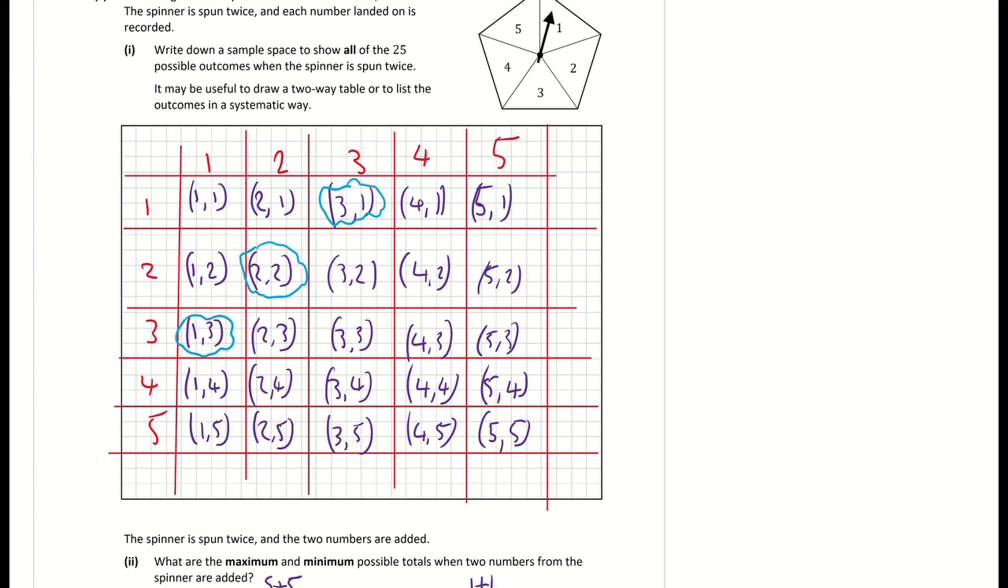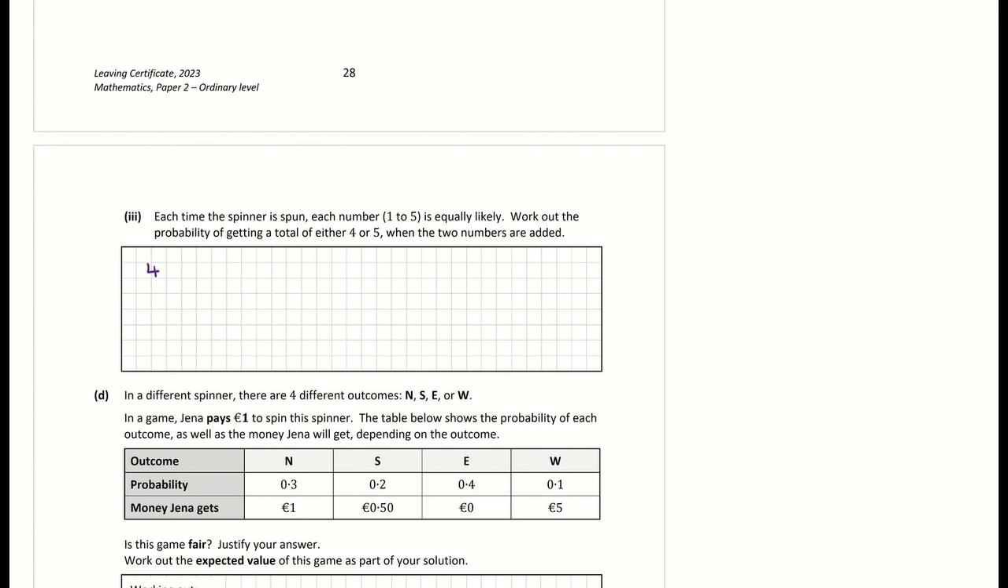If we look at the totals then for adding to 5, we could have a 4 plus 1 to make 5, a 3 and a 2 add to make 5, a 2 and a 3 add to make 5, and finally the 1 and the 4 to make 5. So that's 3 and 4, so we have a total of 7 out of our 25 possible outcomes. So just to write in my rough work here, it's 4 possible outcomes that add to 5, and then we had 3 for adding to 4. Add them together, I get 7.